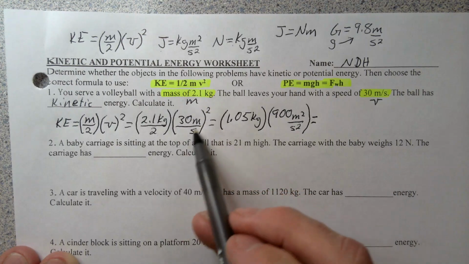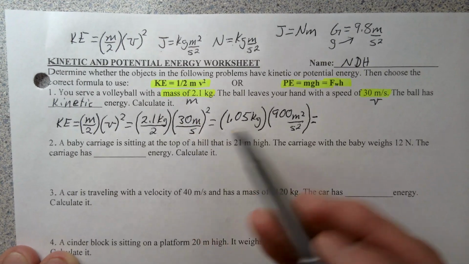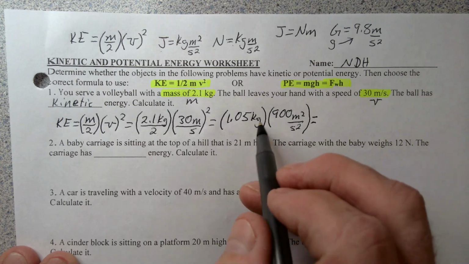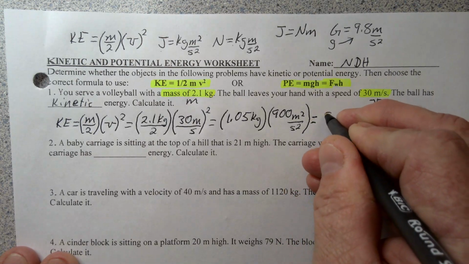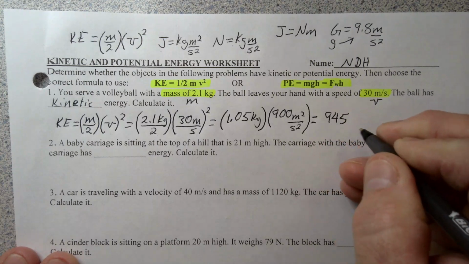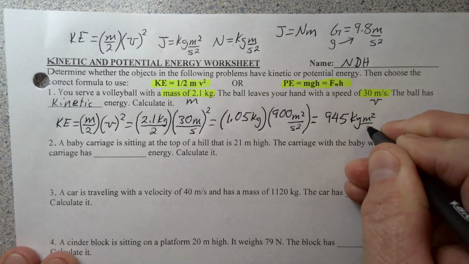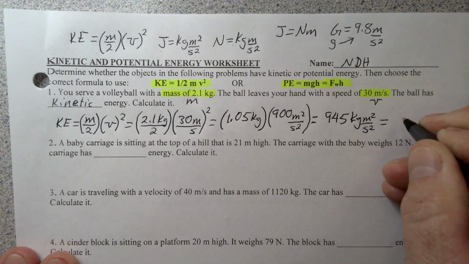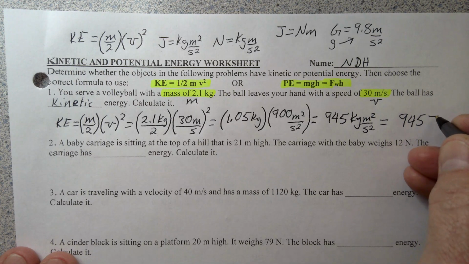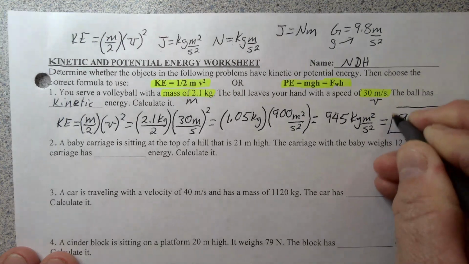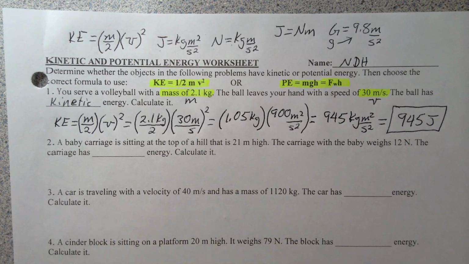Remember, anytime you have a square, everything inside the parentheses has to be squared, not just the number, but the units as well. And so now we can just look at this and we can multiply the two numbers together, and that's going to give us 945 kilogram meters squared over seconds squared, which equals 945 joules of energy. Because remember, we're looking for energy right now. We're not looking for anything else. We're just looking for energy. And it's a joules of energy.